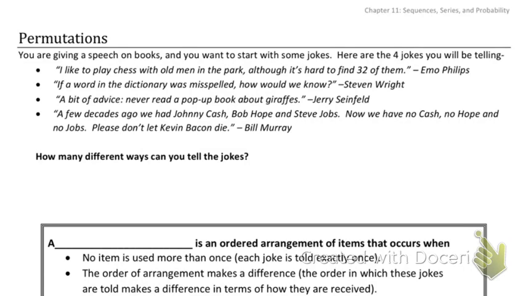I like to play chess with old men in the park, although it's hard to find 32 of them. Get it? Because they're your chess pieces. Our next joke is, if a word in a dictionary is misspelled, how do you even know? Think about it. Maybe something's misspelled and we don't know. A bit of advice, never read a pop-up book about giraffes.